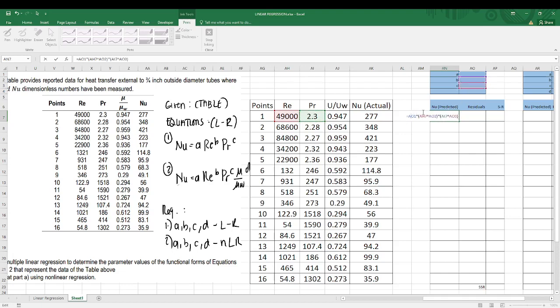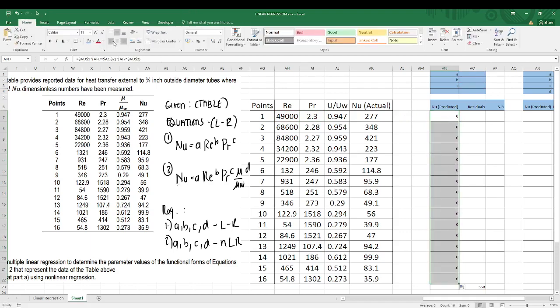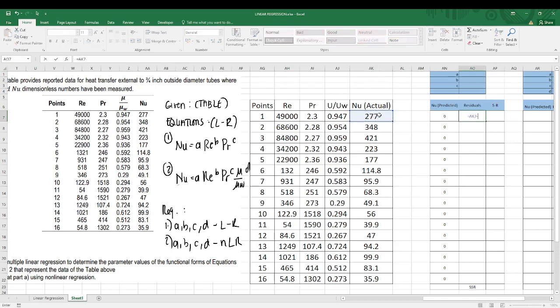And I will be adding dollar signs so that the values are locked. So we could drag this one, because it is repetitive. It is expected to be 0 because we don't have values for A, B, C yet. And the residual should be the difference between the actual and the predicted. So it should be this one minus this one.